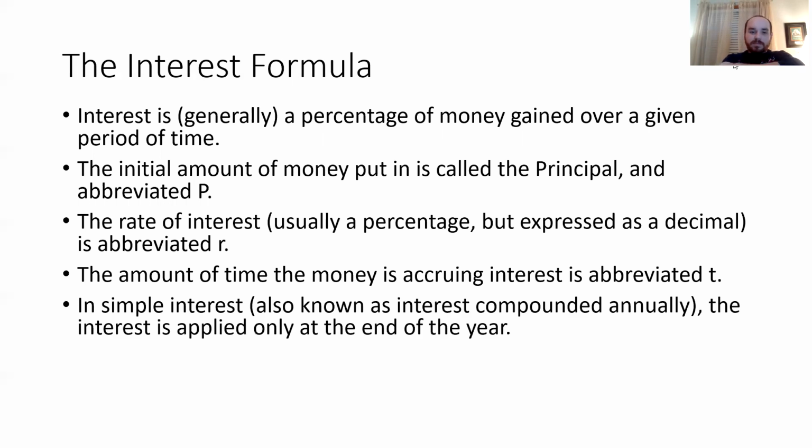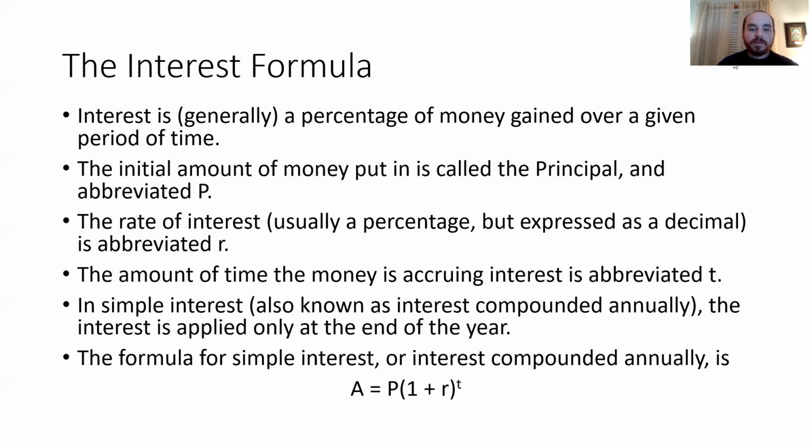Now, the simple interest formula is also known as interest that's compounded annually. So basically, we take the amount of money that we have in there, we multiply it by the rate, whatever the rate is that your interest is collecting at. And if it's compounded annually, or if it's called simple interest, then that means you do it at the end of every calendar year. So if you've left it in for 1 year, you multiply it by whatever the percentage is, and you add that amount in. The formula for simple interest, or interest compounded annually, is the amount at the end equals your principal times 1 plus R, all raised to the power of T.